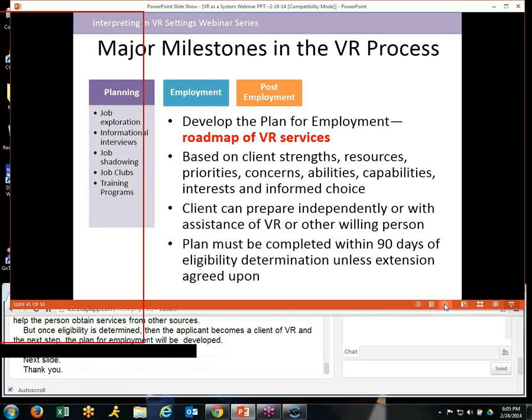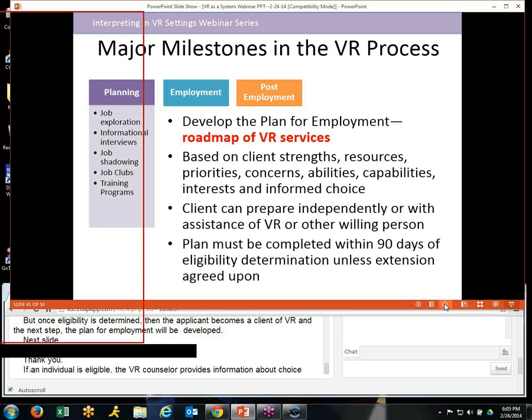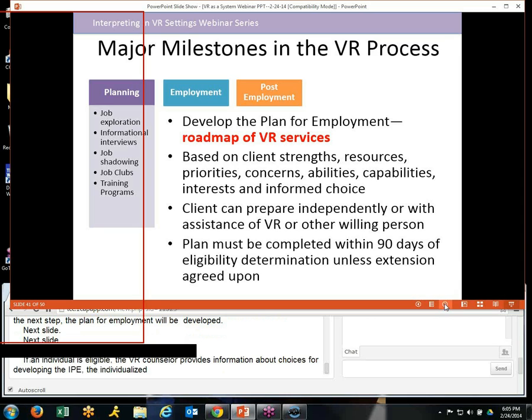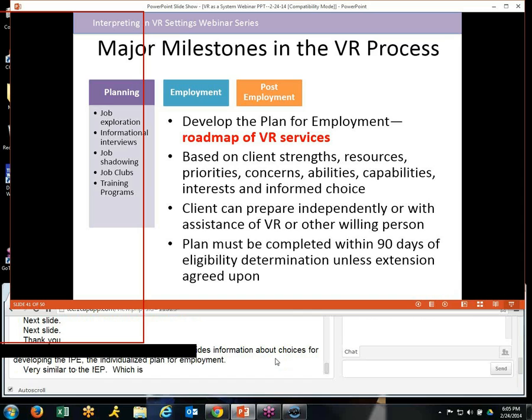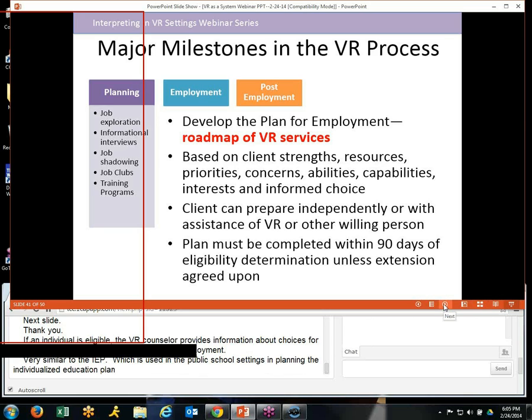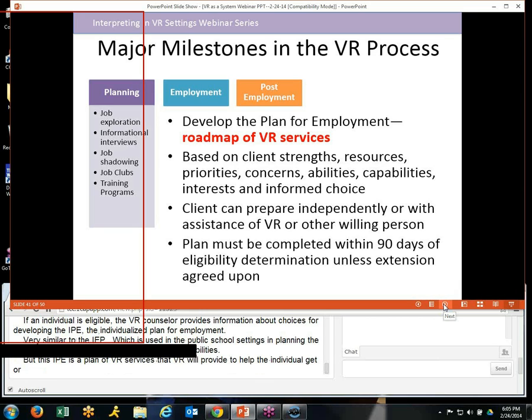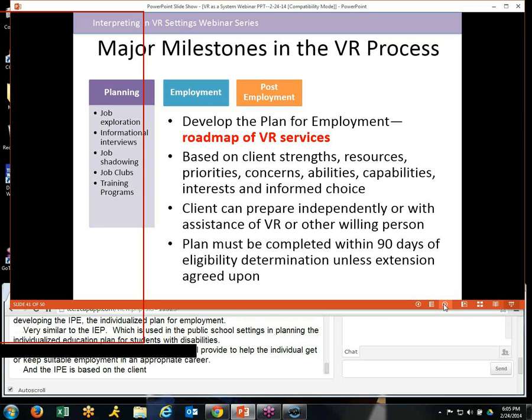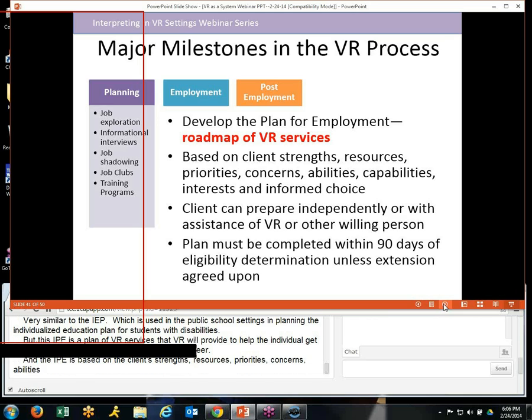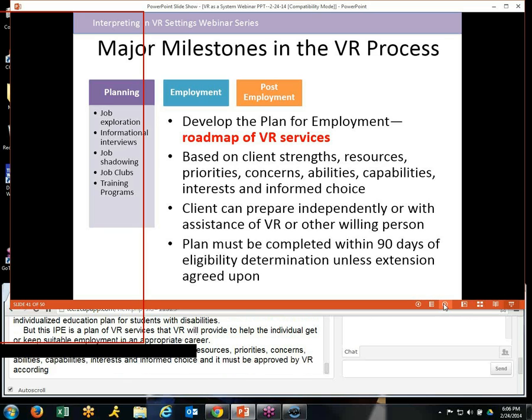If an individual is eligible, the VR counselor provides information about choices for developing the IPE, the Individualized Plan for Employment. Very similar to the IEP, which is used in the public school settings in planning the individualized education plan for students with disabilities. But this IPE is a plan of VR services that VR will provide to help the individual get or keep suitable employment in an appropriate career. And the IPE is based on the client's strengths, resources, priorities, concerns, abilities, capabilities, interests, and informed choice, and it must be approved by VR according to the Rehabilitation Act requirements.